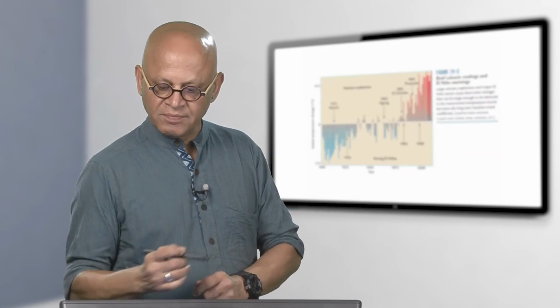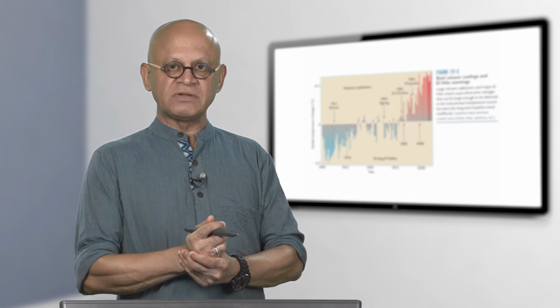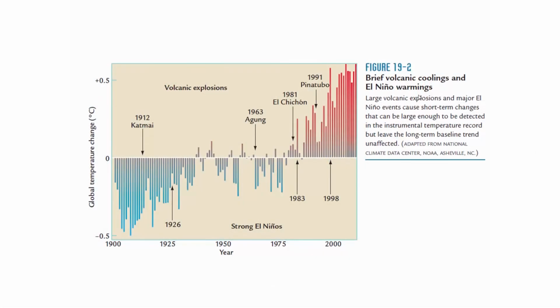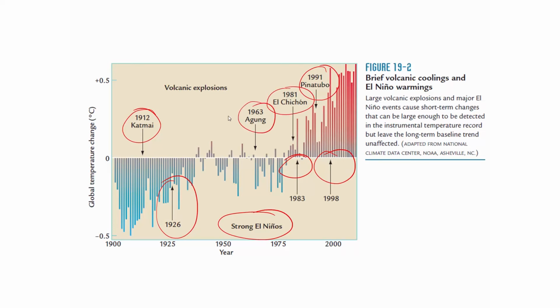Okay? The brief volcanic coolings that happen, natural variability falls into this. So, the same figure again being shown, but now showing with the volcanic eruptions that happened. So, Katmai 1926, that is a strong El Nino, strong El Nino, strong El Nino, the Pinatubo eruption, El Chichon eruption, Agung eruption, and as we expect, when strong El Nino happens, there is a local spike in warming. When a strong eruption of a volcano happens, there is a local cooling, local warming due to El Nino, local cooling due to volcano, and so on.